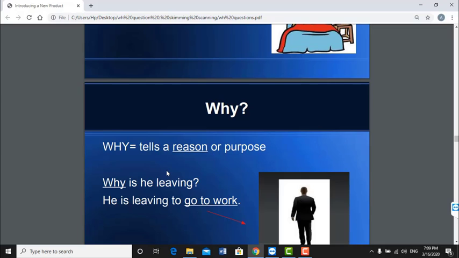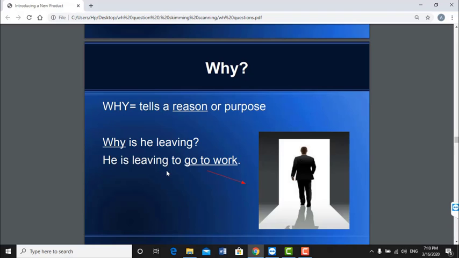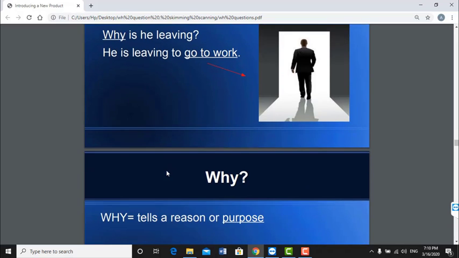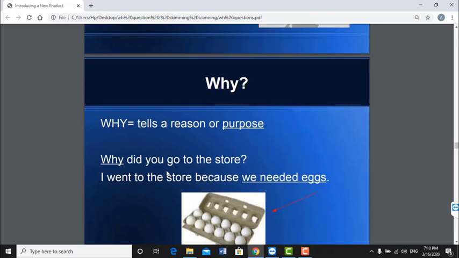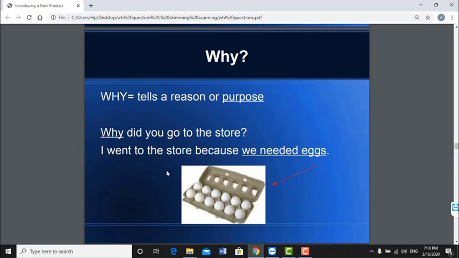Why? Why tells a reason or a purpose. We are asking for a reason or justification for an action. Why is he leaving? He's leaving to go to work. Why did you go to the store? I went to the store because we needed eggs.